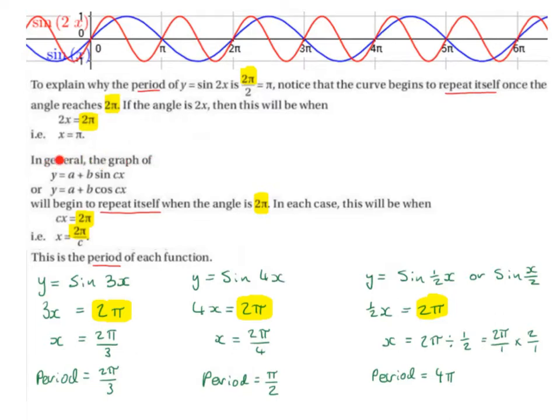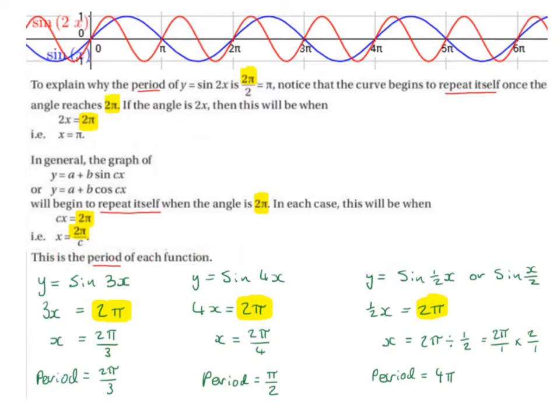In general, the graph of y equals a plus b sine of cx, or y equals a plus b cos of cx, will begin to repeat itself when the angle is 2 pi, or 360 degrees. In each case, this will be when cx is equal to 2 pi, i.e. x is equal to 2 pi divided by c. So this is the period of each function.